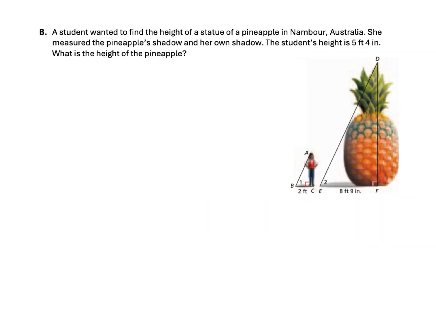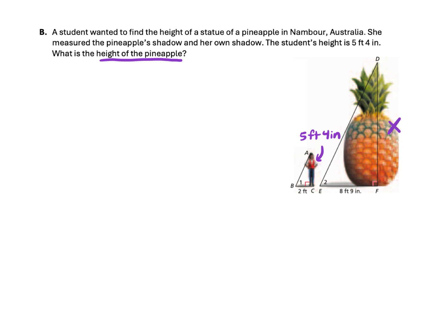This next example also involves using shadows for indirect measurement. Here, a student wants to find the height of a statue of a pineapple in Nambour, Australia. She measured the pineapple's shadow and her own shadow. The student's height is 5 feet 4 inches. Let's add that 5 feet 4 inches to our diagram. And we want to know, what is the height of the pineapple? I'm going to put an X there.